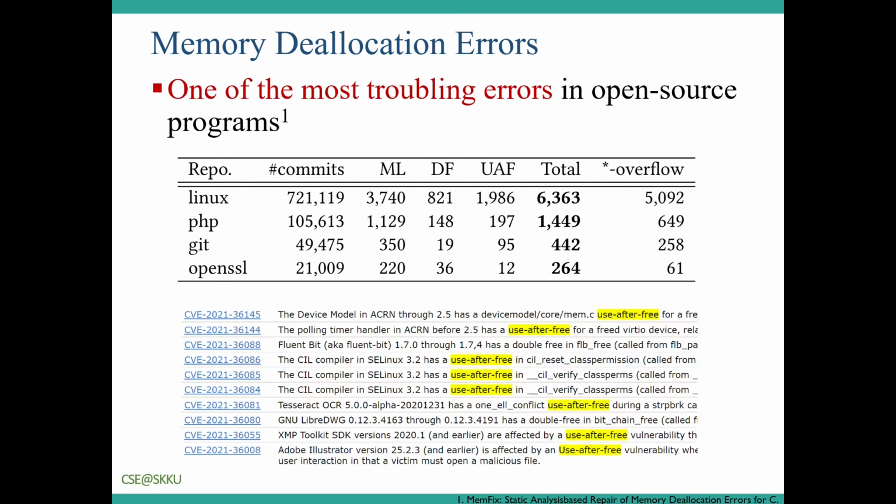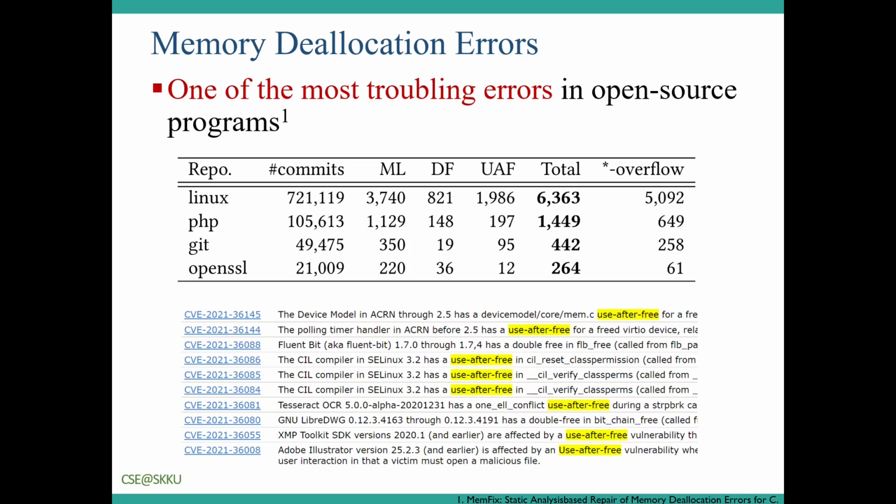In this lecture, we focus on fixing memory deallocation errors such as memory leaks, double frees, and the use after free, because they are among the most severe and common bugs in C programs. This table shows that these types of bugs are highly prevalent in major open source software projects. In fact, they occur more frequently than buffer overflow or integer overflow.